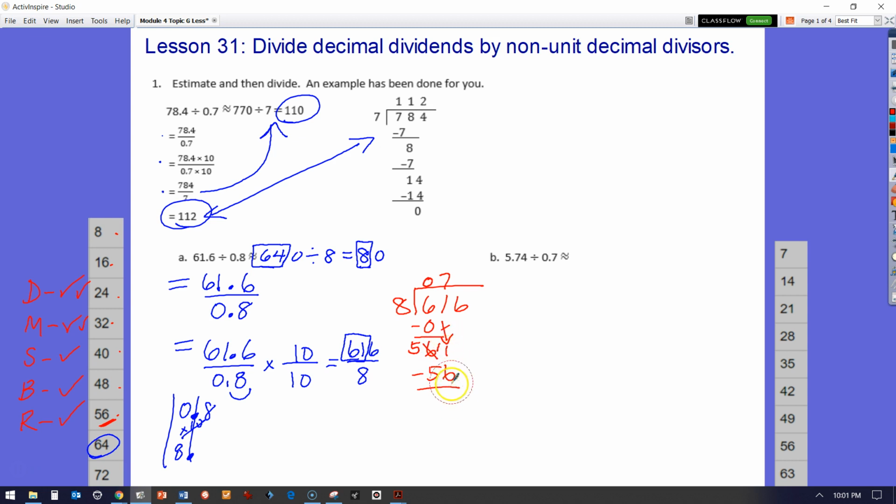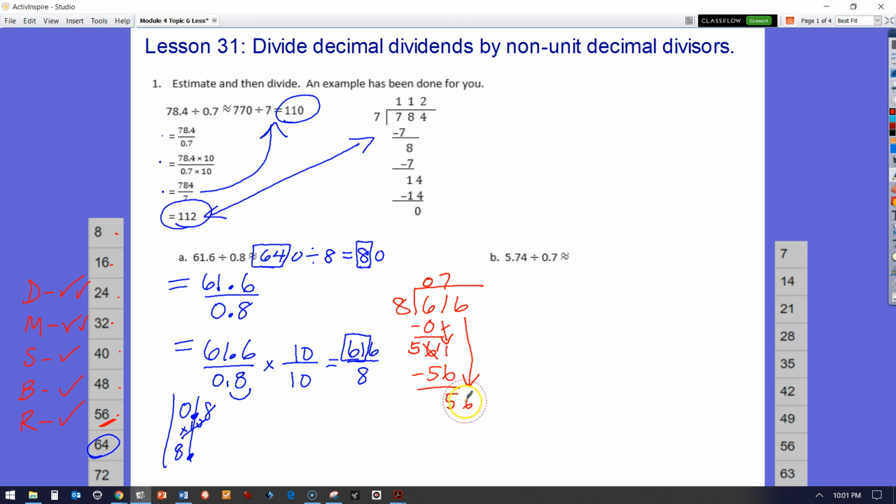Now I have 11 minus 6 is 5. 5 tens minus 5 tens is 0. Next step, bring down. Walk through the steps again. After I bring down, I'm going to repeat.